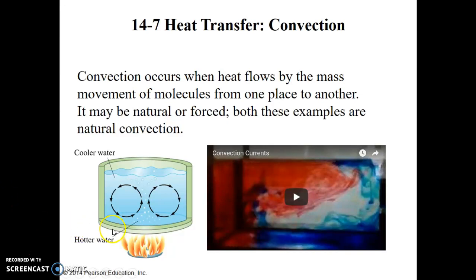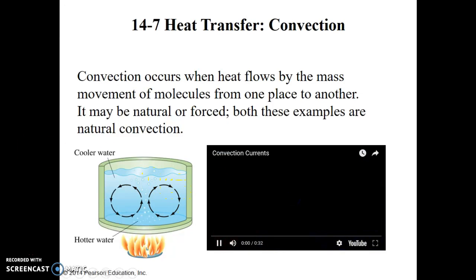Now, the general pattern is that when you have a fluid that is warmer than its environment, it's going to rise. When you have a fluid that's colder than its environment, it's going to sink. And so you end up with what's called a convection cycle. Now here's a video that shows a pretty good convection cycle.